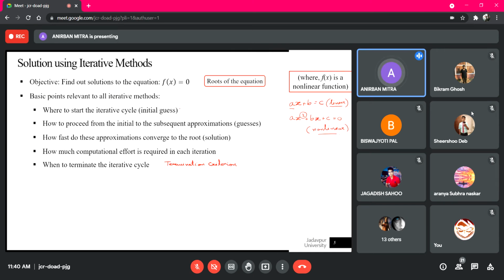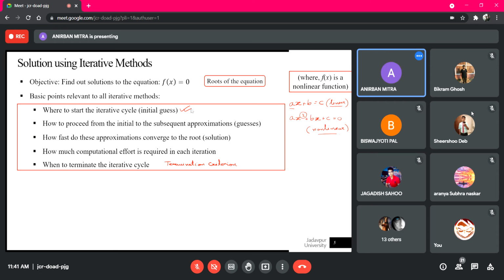We start with an initial guess. That is fine. But how do we end it? We have already given an idea about when to end this iterative cycle. That is when the error, the relative approximate error, falls below a given limit. So usually that acts as the termination criteria. So these are all the 5 points that are relevant for different iterative methods and should be answered before you try to implement these in a computer.